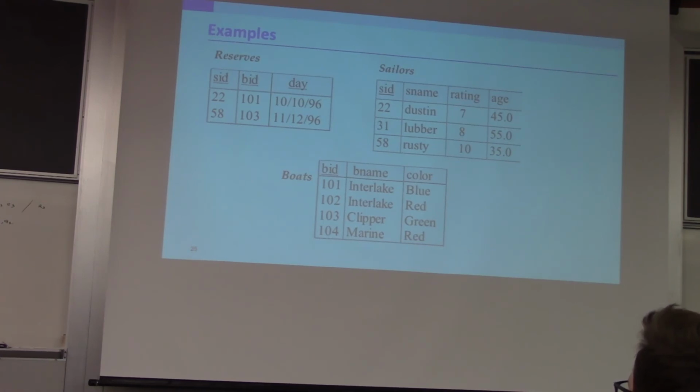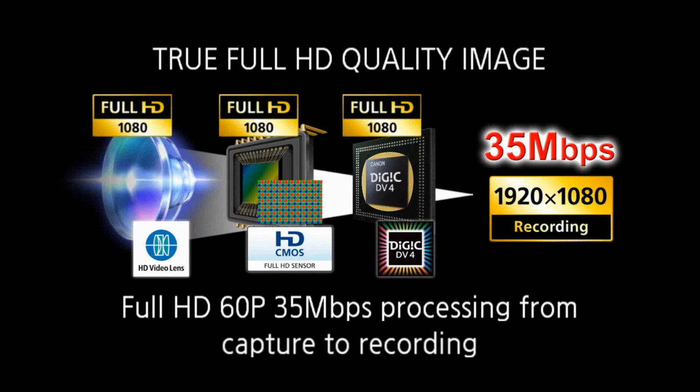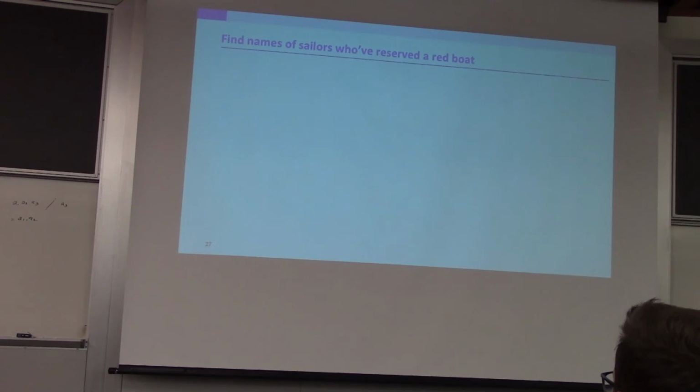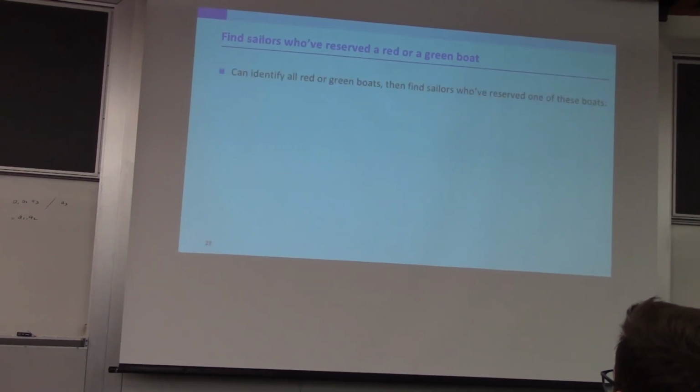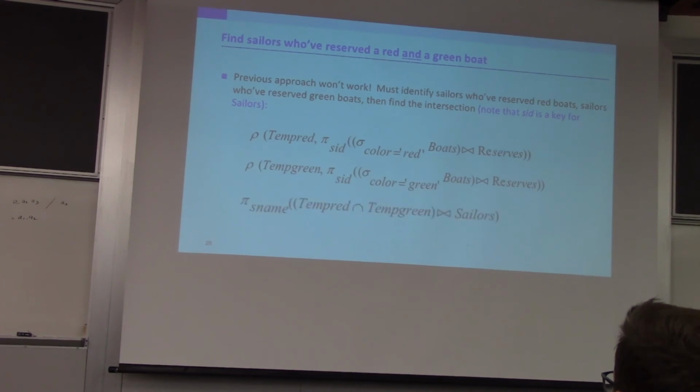First, you need to project on reserves and boats so that you can use the division operator. For reserves, you have to get rid of day and just have SID and boat ID, since day is not in the boats table. Exactly. The most important thing here is that we have to do the projection.